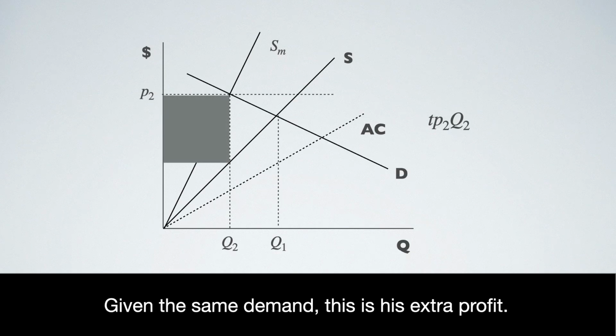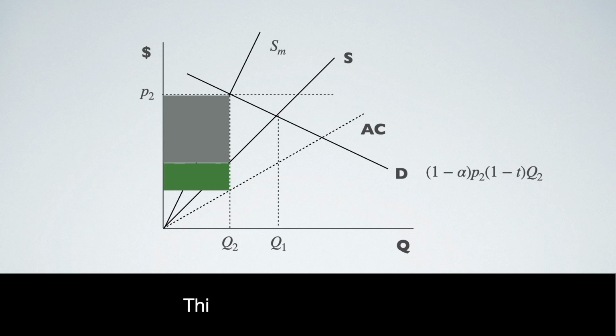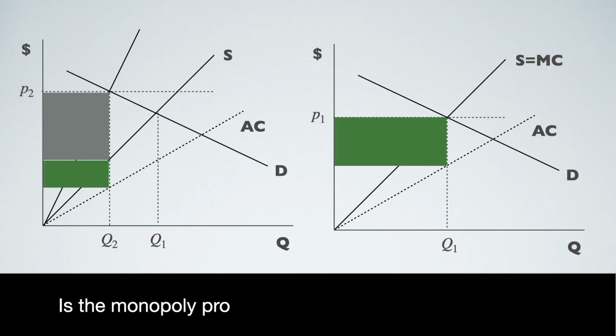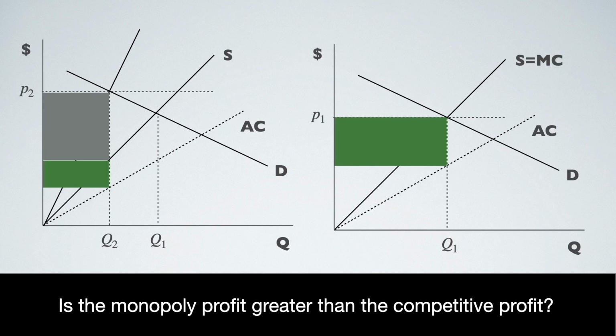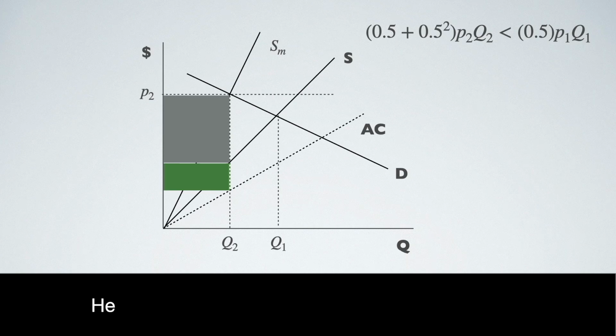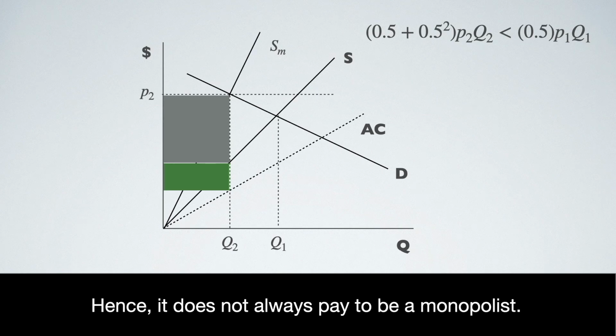Given the same demand, this is his extra profit. This is his new normal profit. The combination of the two is his total monopoly profit. Is the monopoly profit greater than the competitive profit? As long as the elasticity condition holds, monopoly profit is smaller. Hence, it does not always pay to be a monopolist.